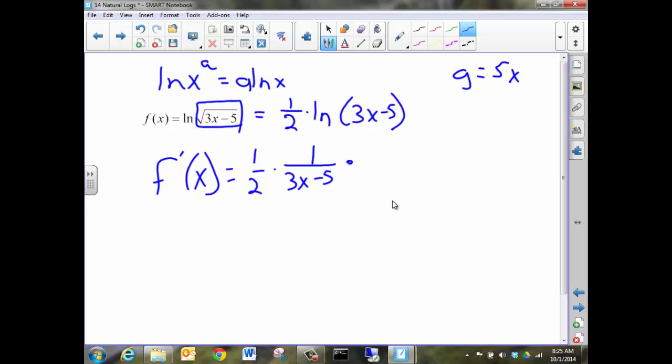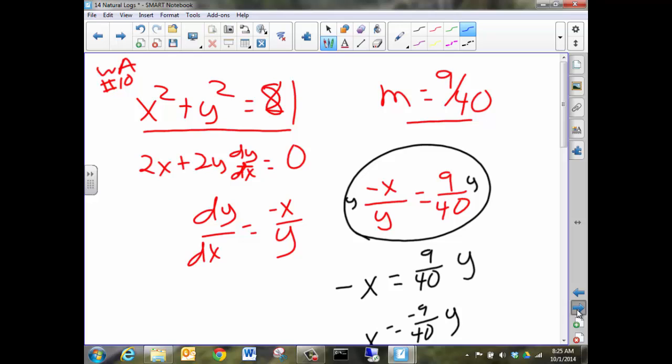3. So how would we clean that up and make it look a little bit neater than three things being multiplied? We could make it 3 over 6x minus 10, or you could leave it as 3 over 2 times 3x minus 5. Either of those answers would be acceptable. Remember, we talked about how this makes taking derivatives easier sometimes, because we can use our log properties.